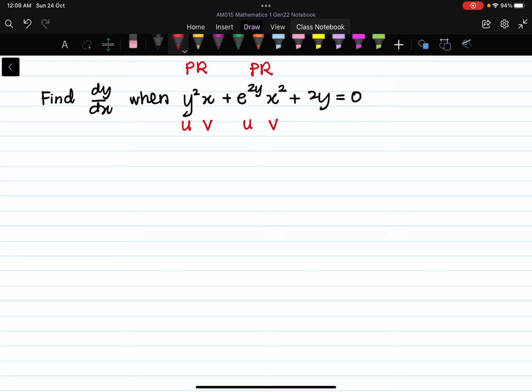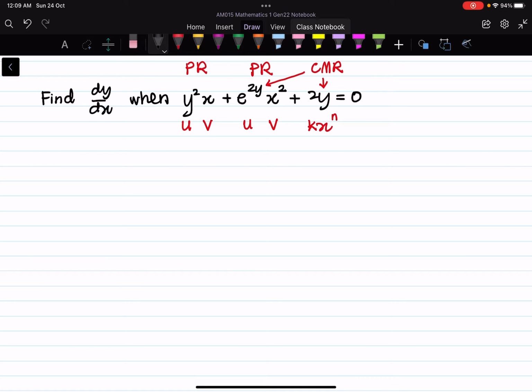For 2y, we're going to use the constant multiple rule. Same goes for 2y here, so it is in the form of kx to the power of n. So now let us differentiate.